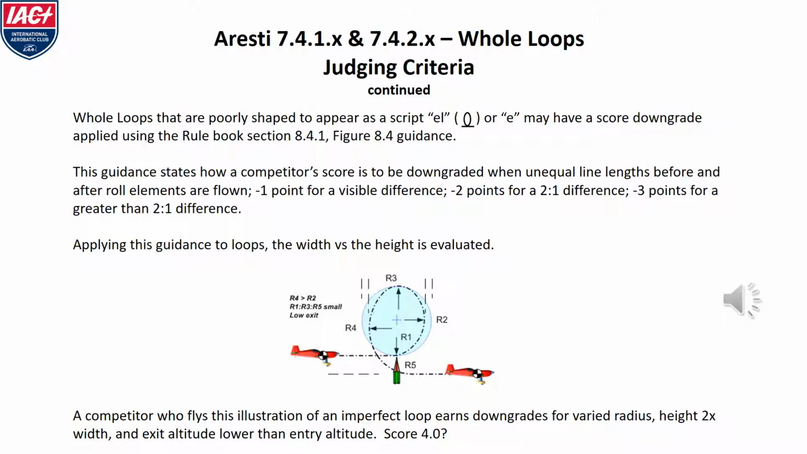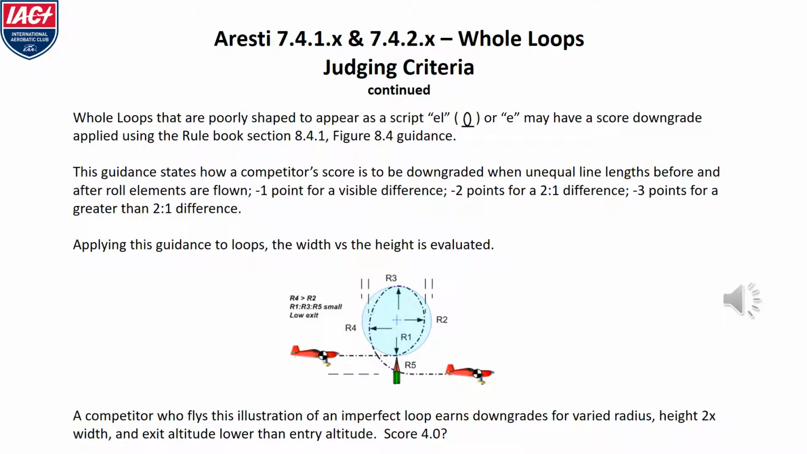In this case, we apply Rulebook Section 8.4.1 as guidance. That rulebook section speaks to how rolls must be centered on lines, and if there is a visible difference in the line lengths, we downgrade the score 1 point. If there's a 2-to-1 difference, we downgrade the score 2 points. So if a loop is visibly taller than it is wide, we might apply a 1-point downgrade. If it is twice as tall as it is wide, we might apply a 2-point downgrade.